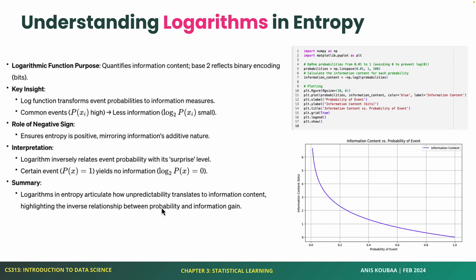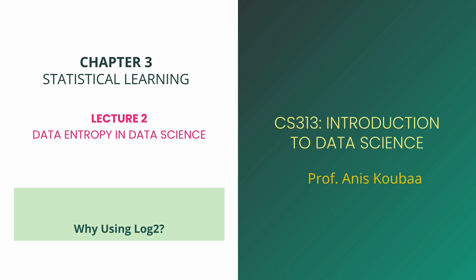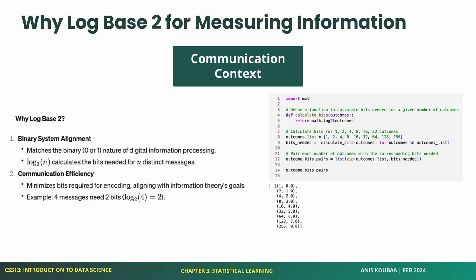Why can't we use different bases? Because you have bits, 0 and 1. That's why. And now I'm going to explain why we use the logarithm base 2. The entropy started in the communication context. And in communication, we use binary values, 0 and 1, in digital information processing. Everything we are going to convert into bits.